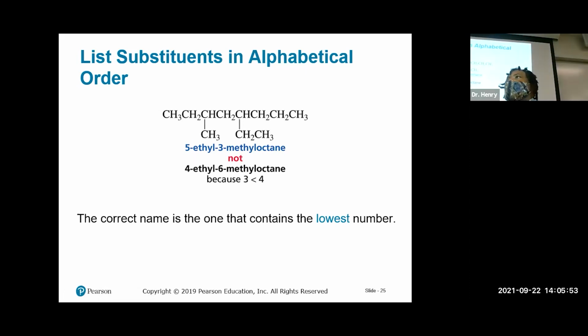Now, if I had 2 methyls, right? Let me give you another. So then it would be dimethyl, right? We don't use those Greek prefixes like di to determine the order. We use the actual base, the root, the ethyl or the methyl. Does that make sense? So it's going to be based upon the root, okay?